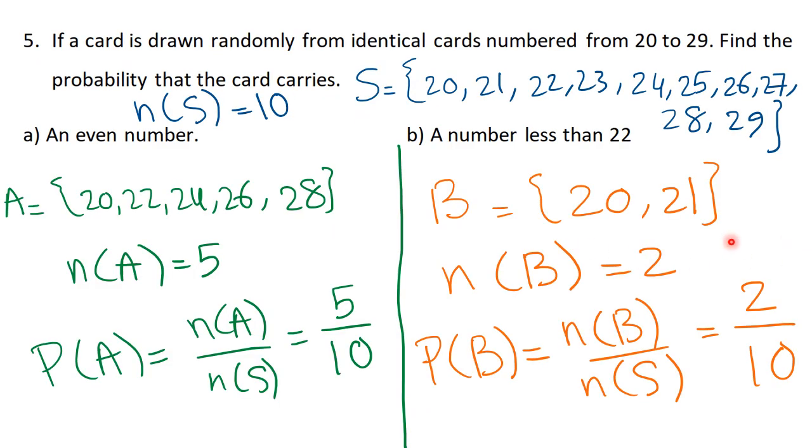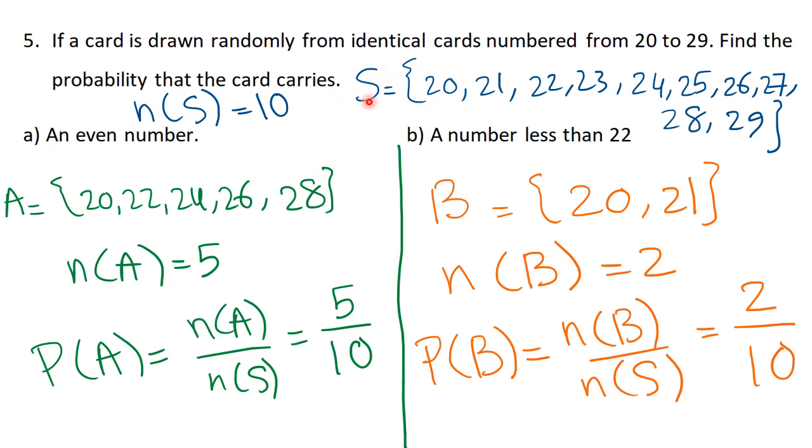For the next question, it is about probability. It says if a card is drawn randomly from identical cards numbered from 20 to 29, find the probability that the card carries an even number, and a number less than 22. So first we have to get the sample space. The sample space is all the numbers from 20 to 29. We write 20, 21, 22, and so on until we get 29.